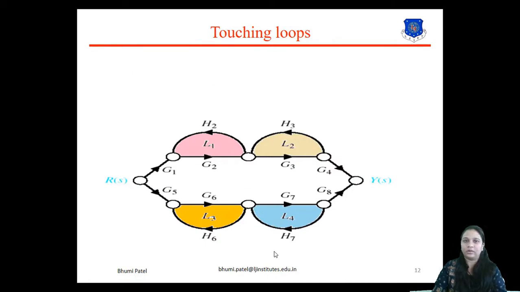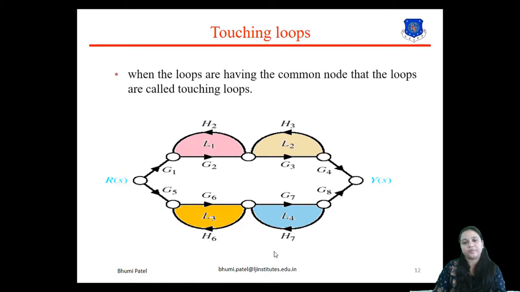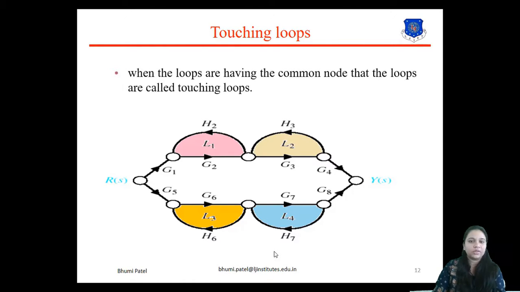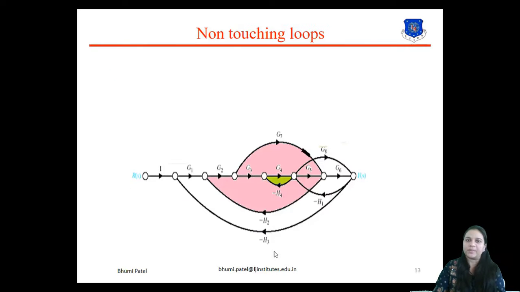Next terminology, what is a touching loop? You can see in this diagram, there are 4 loops given. The first one is G2H2, the next one is G3H3, the next one is G6H6 and the fourth one is G7H7. So what is a touching loop? When the loops have a common node, the loops are called touching loops.